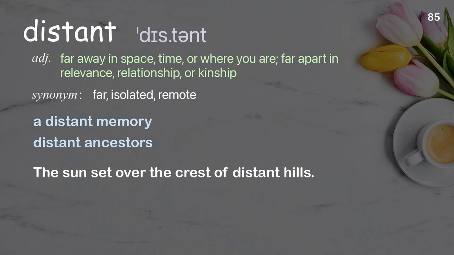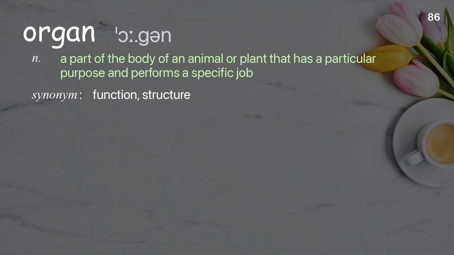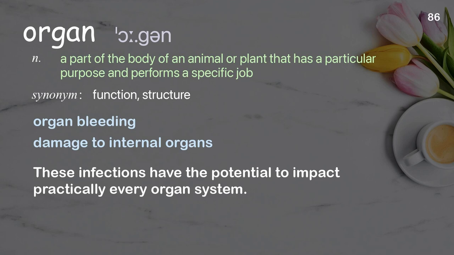Organ: a part of the body of an animal or plant that has a particular purpose and performs a specific job. Examples: organ bleeding. Damage to internal organs. These infections have the potential to impact practically every organ system.